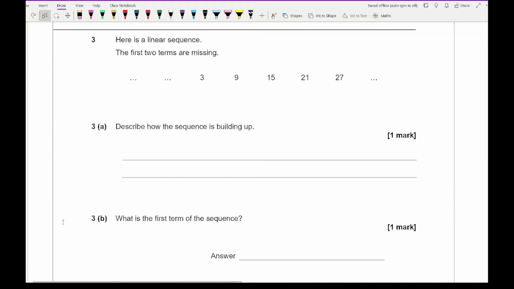Moving on to question 3, it says here is a linear sequence, and it says the first 2 terms are missing. Describe how the sequence is building up. So the building up is really important because it means we're going in this direction.